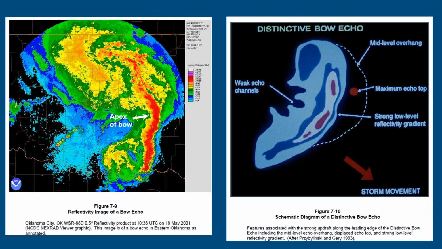Now with squall lines and bow echoes, you can really have both. You can have a bow echo within a squall line like we have here on the left-hand side. This is more of a cartoon shape describing the structure of the bow echo.